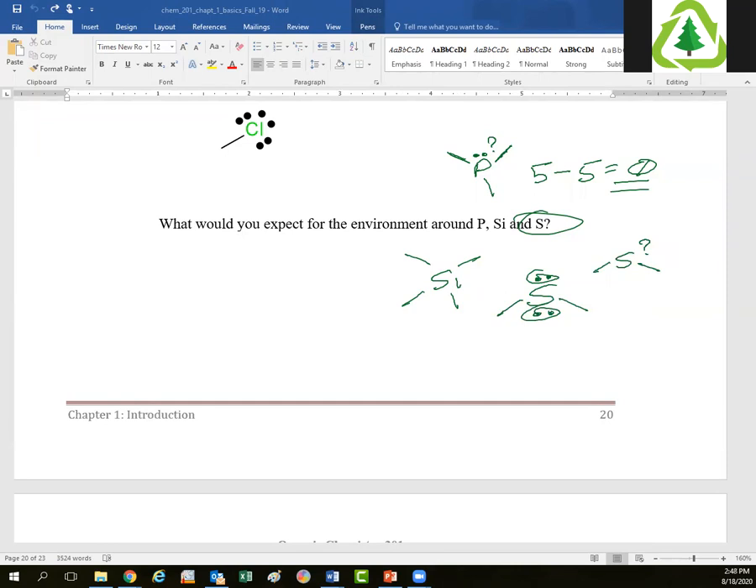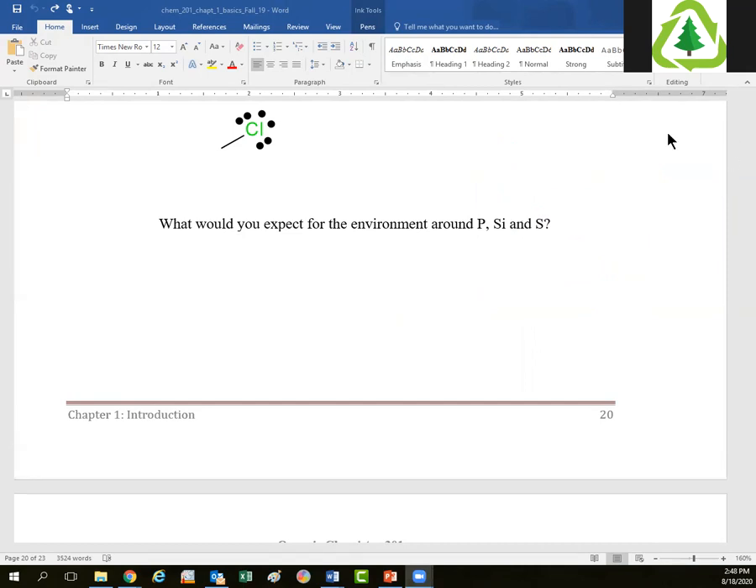So familiarize yourself with the expected number of bonds and lone pairs. It's going to be useful going ahead in the weeks and months.